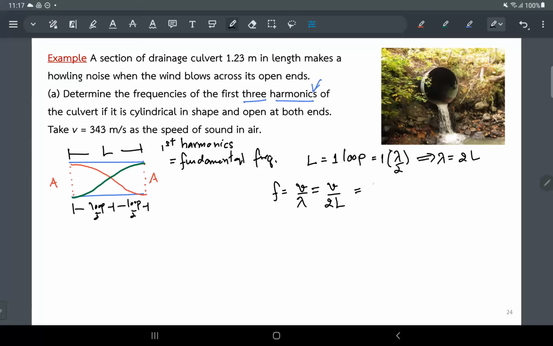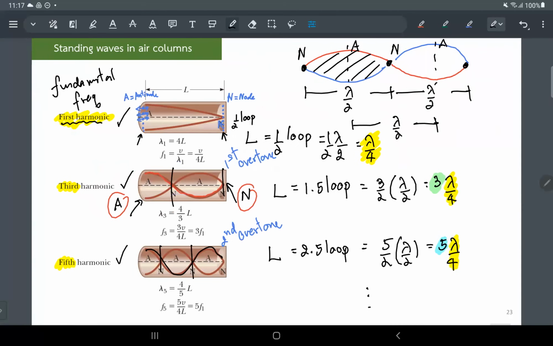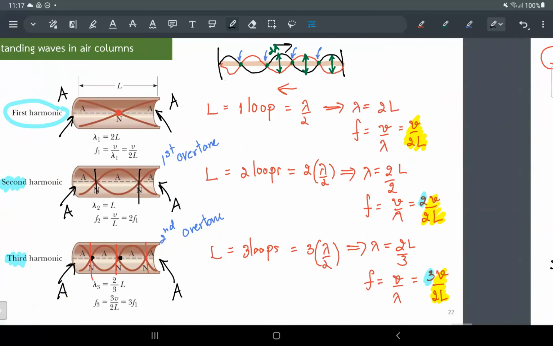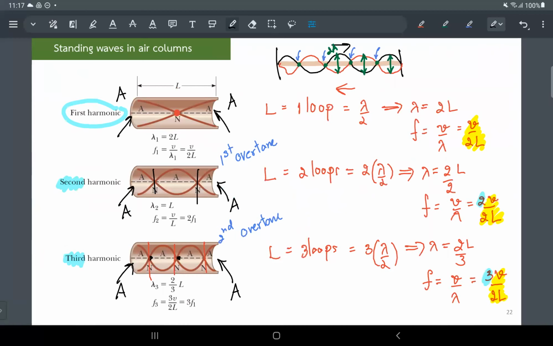So now the speed of the sound is known. The length of the tube is known, and that's it. You get the frequency out of this. Sounds good? All right, and of course, you can always refer to this diagram over here if you want to check the formula for it. So it's going to be V over 2L.